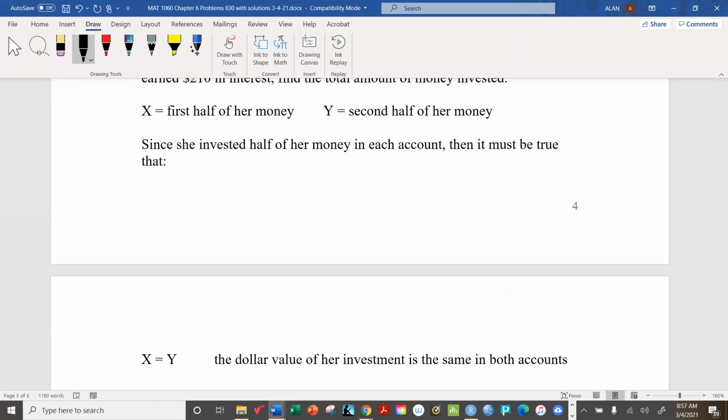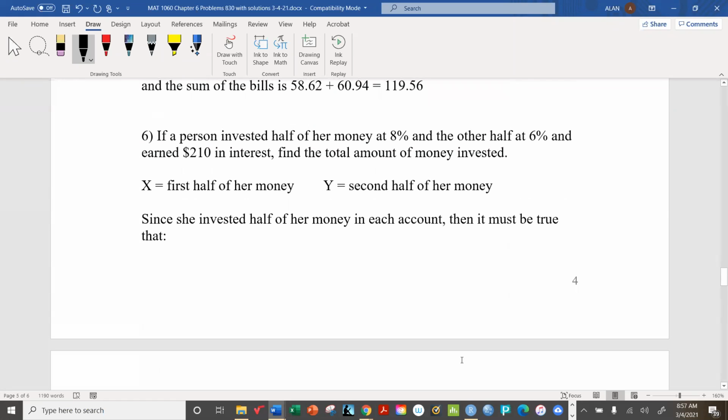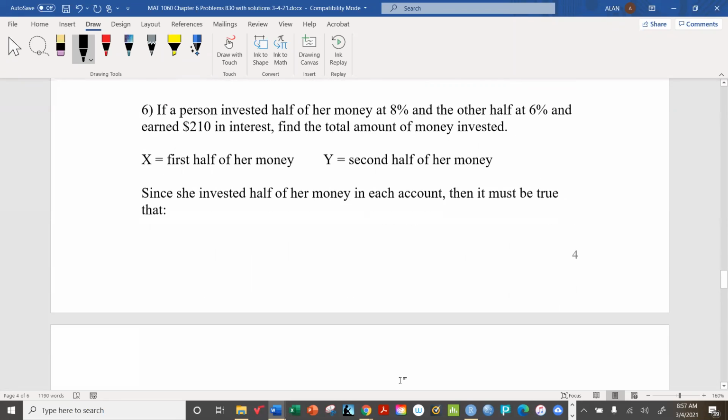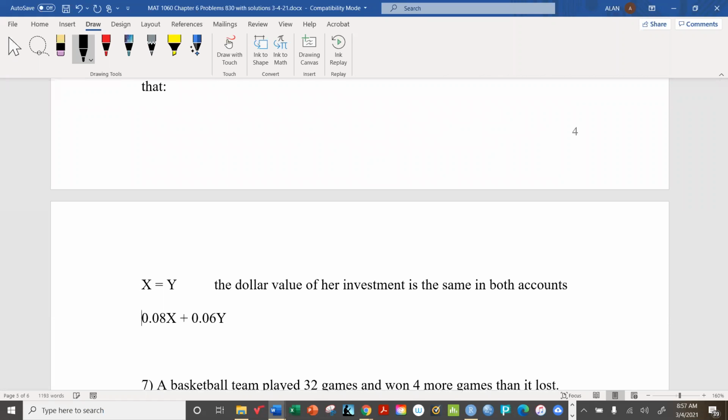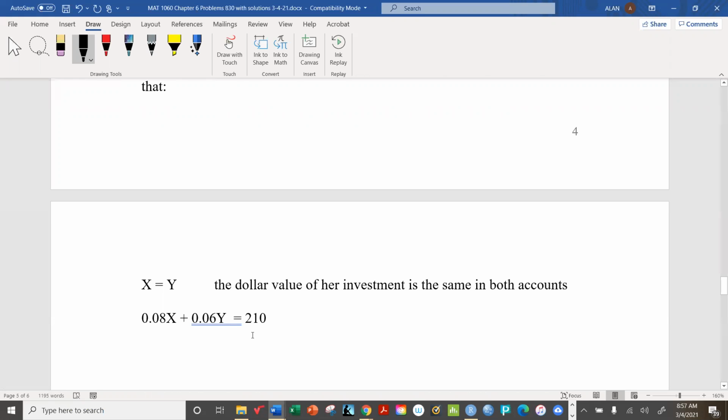Now, what about the $210 that she earned? The way we figure this out is we multiply the dollar amount invested in X, the first half, by 8%, which is the return on that. For the second one, we earn 6%. And the total, therefore, is 210. In other words, what this means is the following.